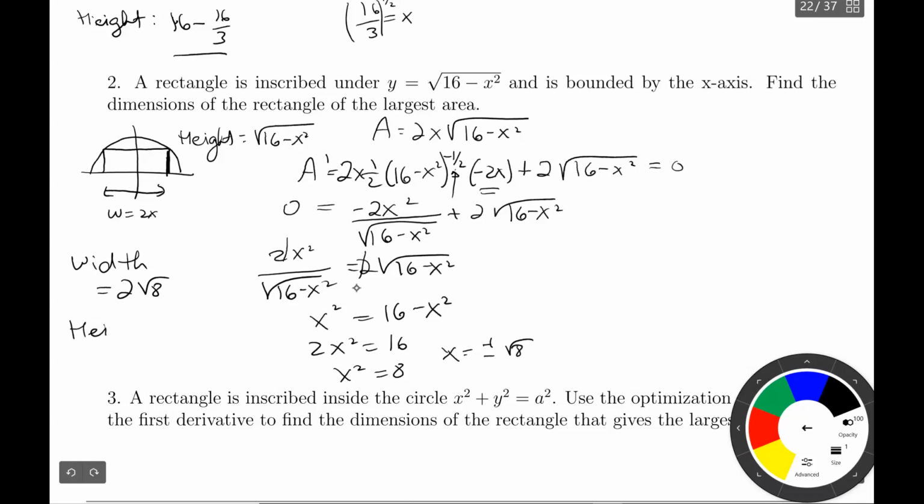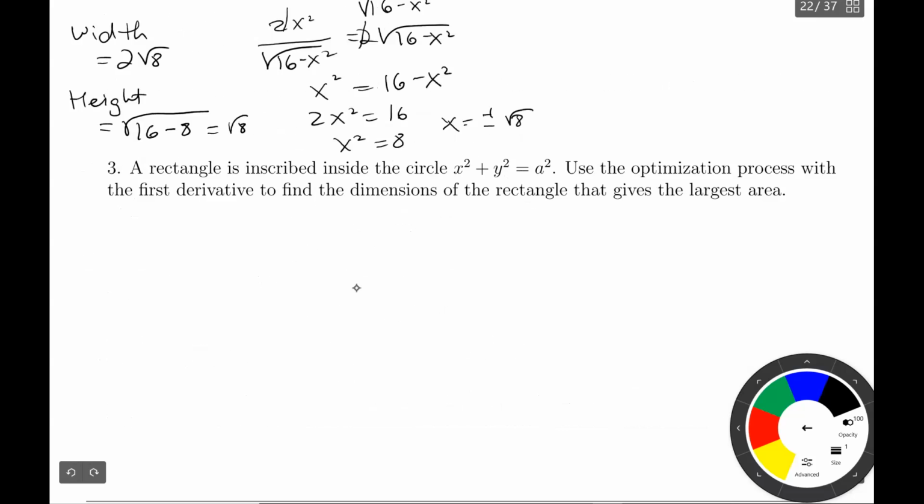And the height of my rectangle will be the square root of 16 minus, and then root 8 squared, so 16 minus 8, so root 8. Alright, so I have one more here.